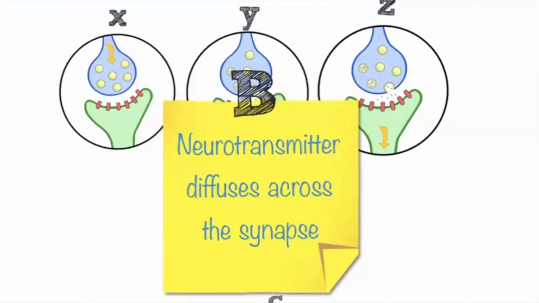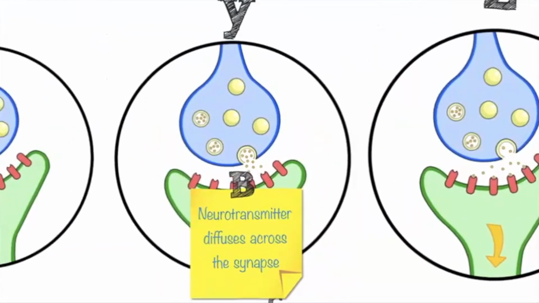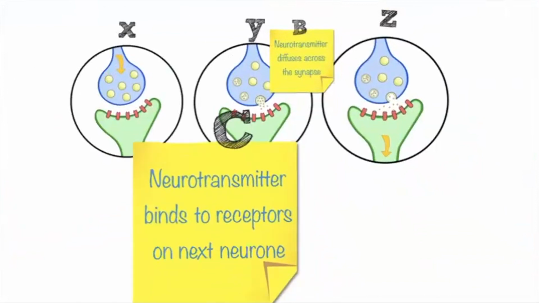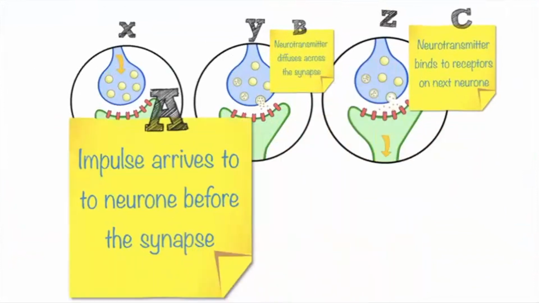But then I need to match them as they are. So, neurotransmitter diffuses across synapse. This would be what? This would be letter Y, right? Okay. I have another one here: neurotransmitter binds to receptor. Which letter would that be? The Z. Very good. And the last one here is going to be X.